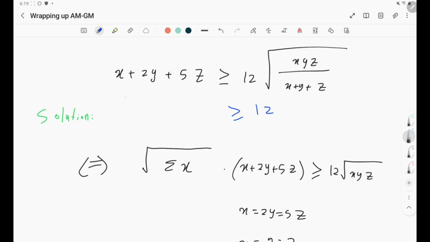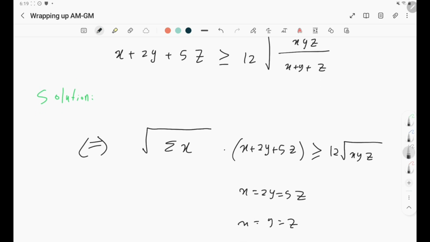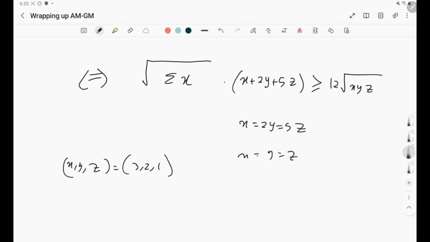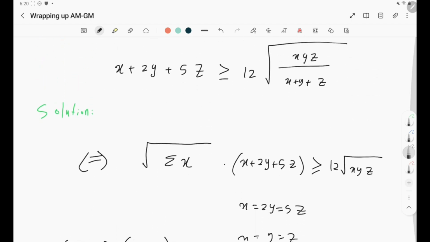Now if (3, 2, 1), then 3 plus 2 times 2, that's 4, plus 5, so this is indeed a 12. Okay, so that's great. So now we figured out what is the equality case. Now, if we know that the equality case holds when x, y, z is equal to 3, 2, 1, we need now to make this guide us in our application for the AMGM.